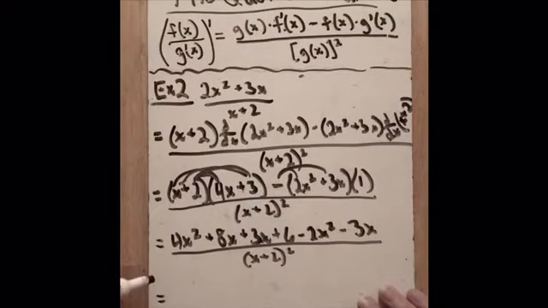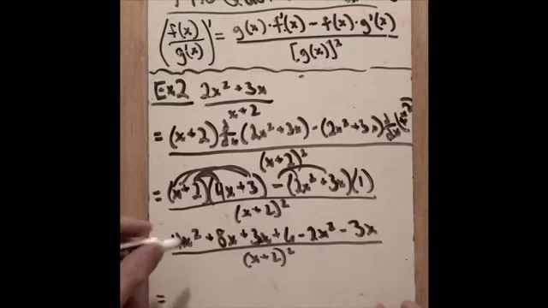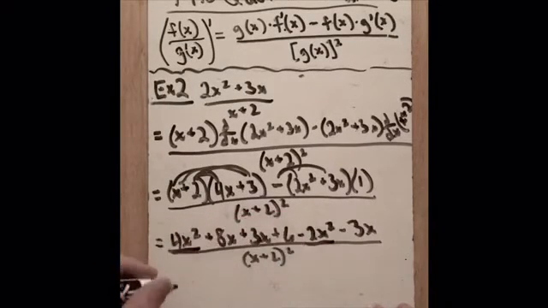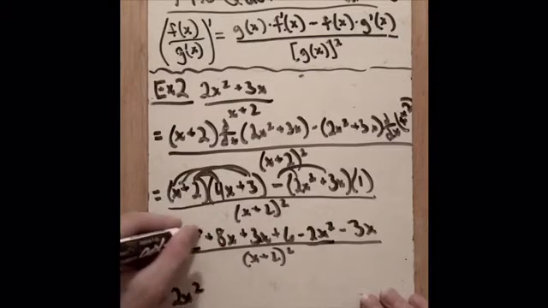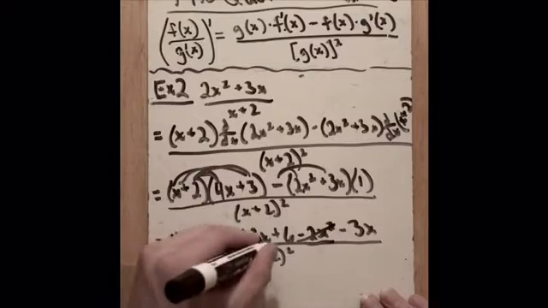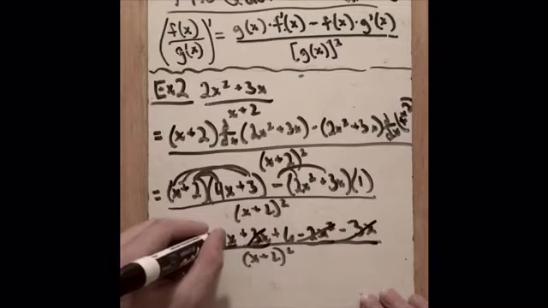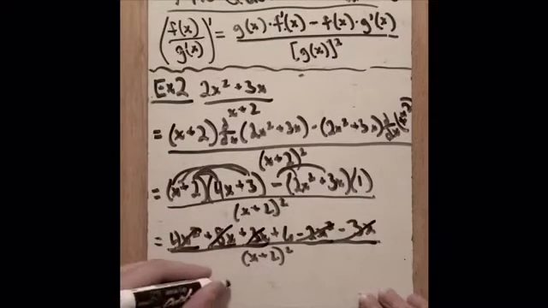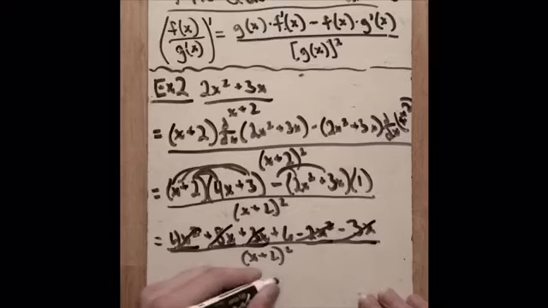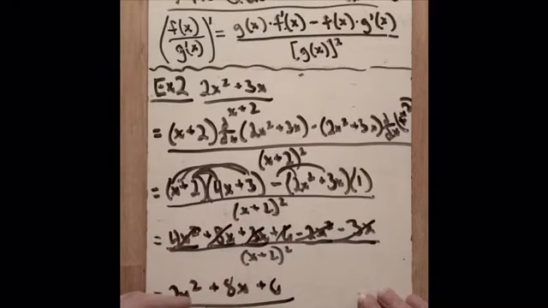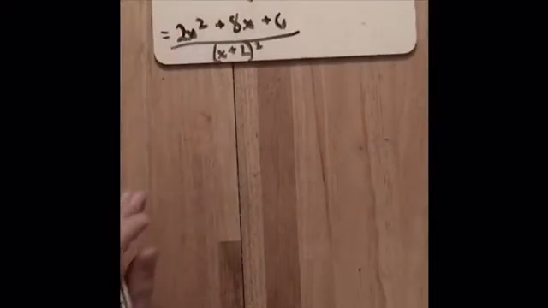And now we are going to use algebra and simplify the numerator. So we're going to get our x squareds. So 4x squared minus 2x squared is just 2x squared. Then we are going to get our x's. So we have 3x minus 3x, those cancel out, and we're just left with 8x. So we got 8x and plus 6. And x plus 2 squared in the denominator. Alright, so now we're going to take it a step further.